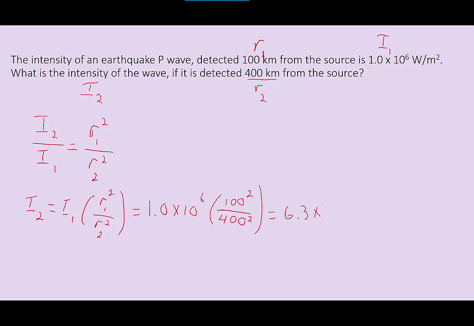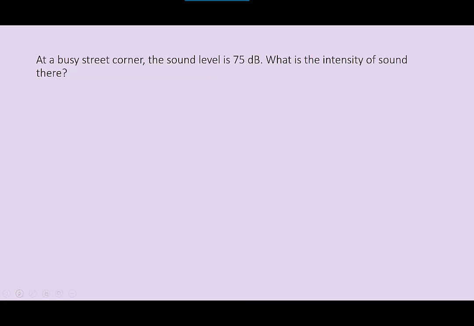6.3 times 10 to the 4th watts per square meter. So this ratio is a good ratio to use often in these equations when you know the intensities and the distances and you're trying to figure out one of the other intensities, or you know the intensities and you're trying to find out one of the distances. Let's look at another one.